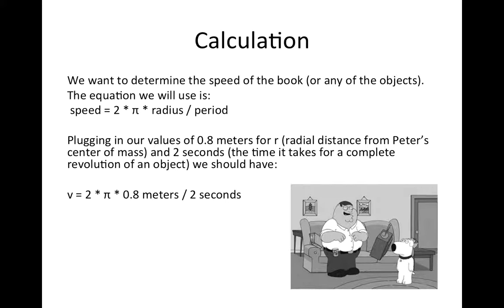So if we plug in our values of 0.8 meters for that radial distance and 2 seconds for the orbital period, we should have a setup that looks as follows. That v, the speed, is equal to 2 times pi times the 0.8 meters divided by the period of 2 seconds. So after a little bit of calculator time, hopefully you will find that the orbital speed of each of these objects is approximately 2.5 meters per second.